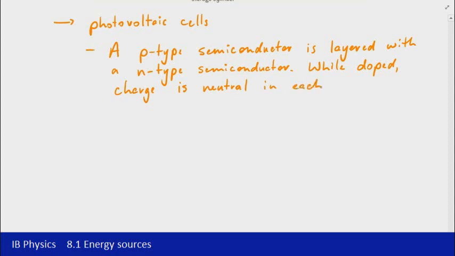layer. When we then have photons of light from the sun striking those layers, they can displace electrons.